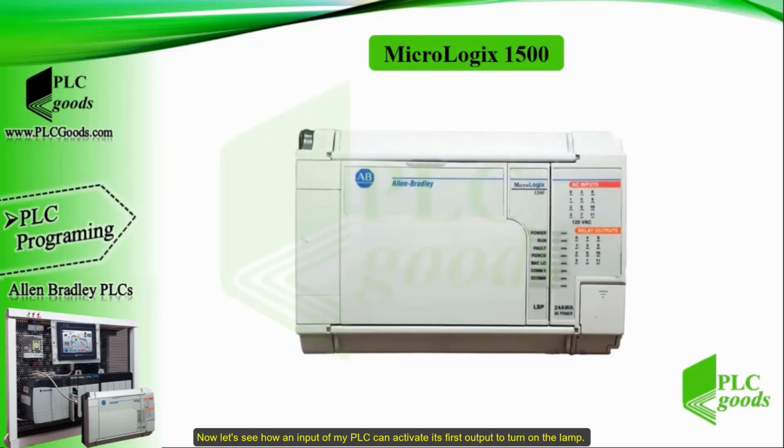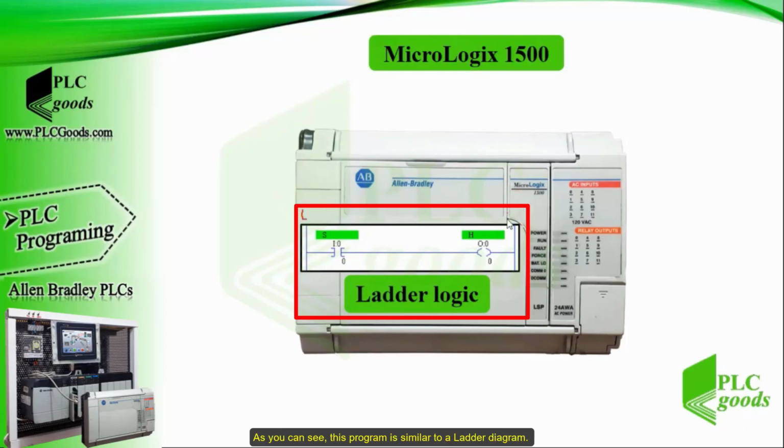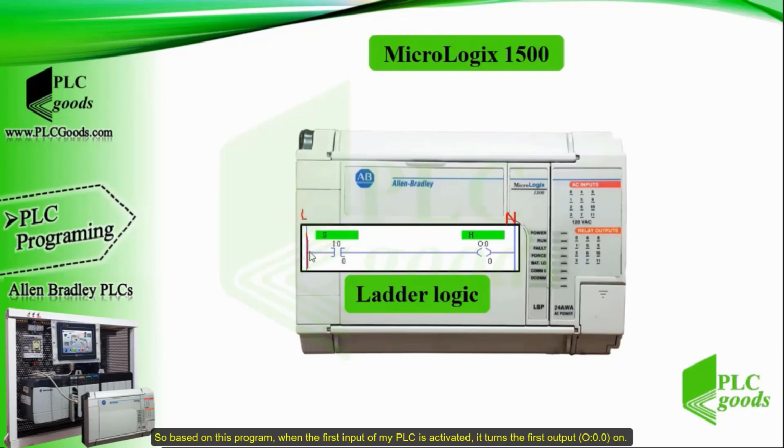Now let's see how an input of my PLC can activate its first output to turn on the lamp. I need to transfer a program like this to my PLC. As you can see, this program is similar to a ladder diagram. So, based on this program, when the first input of my PLC is activated, it turns the first output on.